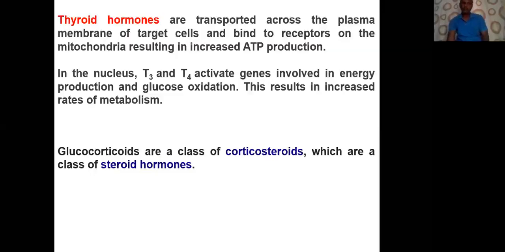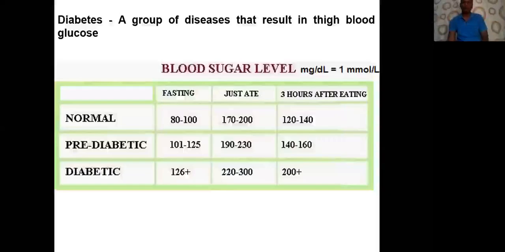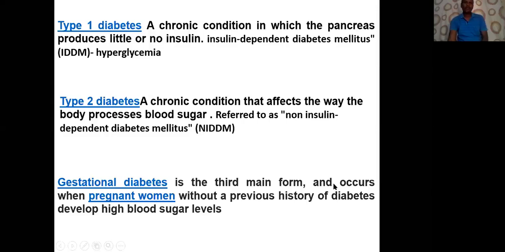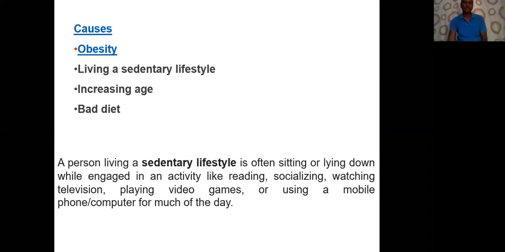In the last class we discussed diabetes, and how you define a diabetic person based on plasma glucose levels. Then we saw the definitions of type 1 diabetes, type 2 diabetes and type 3 diabetes, how diabetes progresses, and finally how type 2 diabetes develops, and the causes of diabetes.